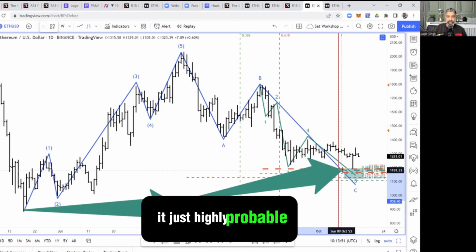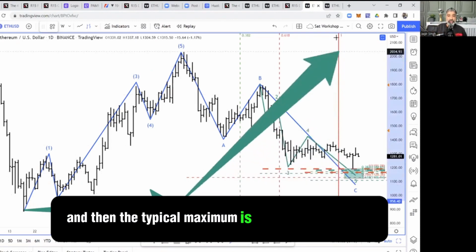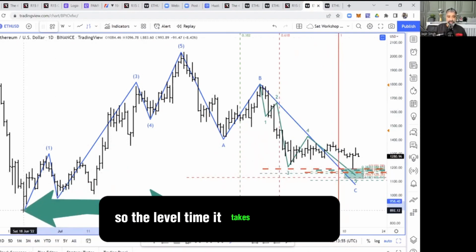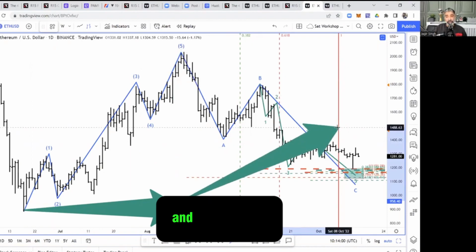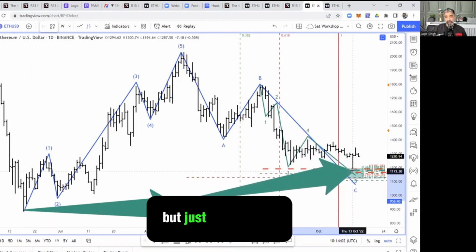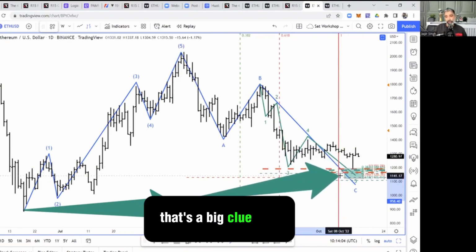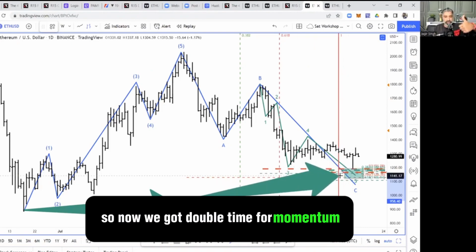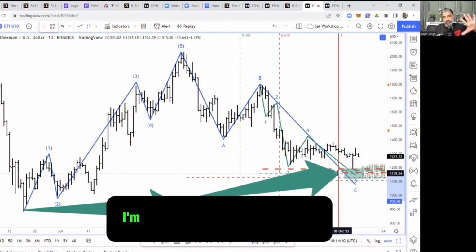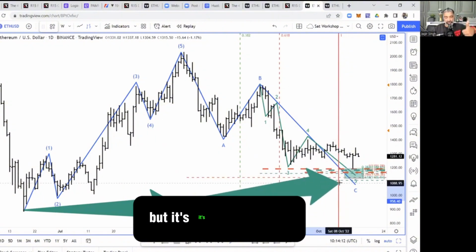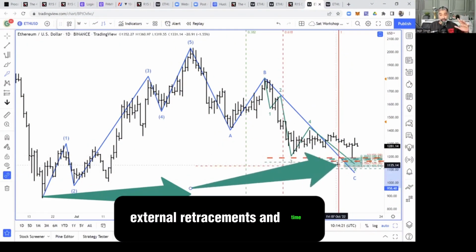It's just highly probable. And then the typical maximum is this 100%. So the length of time it takes for this low to this high to occur, we project that forward, and this is the 100%. And we can see we're just beyond that. So that's a big clue also. So now we've got double time frame momentum. We've got 2 degrees of pattern count. We got Fibonacci ratios. I haven't gone into too much detail today, but it's retracements, external retracements, and time.